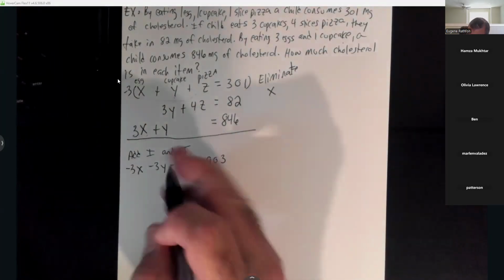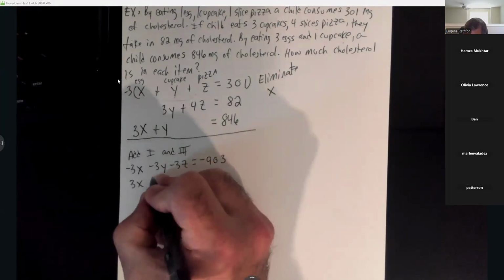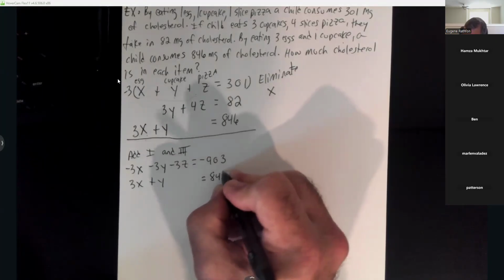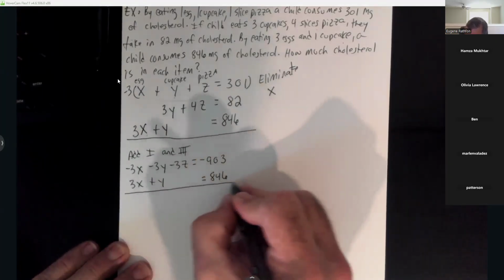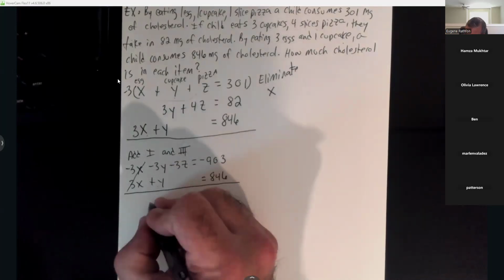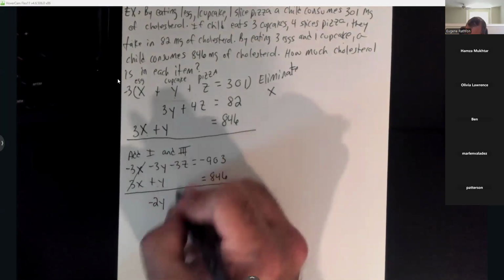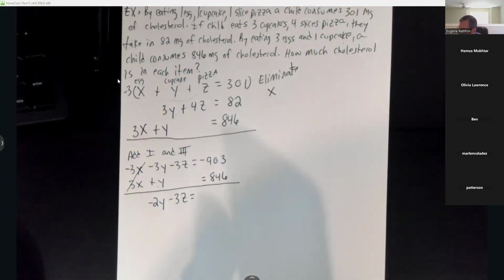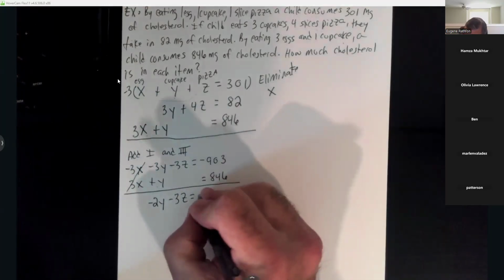All right, this row I don't have to change. That's a 3x plus a y equaled 846. All right, let's see what happens. The x's cancel. -3 and 1 give you -2y minus your 3z. That's going to equal whatever that equals. -903 plus 846. Looks like a -57.